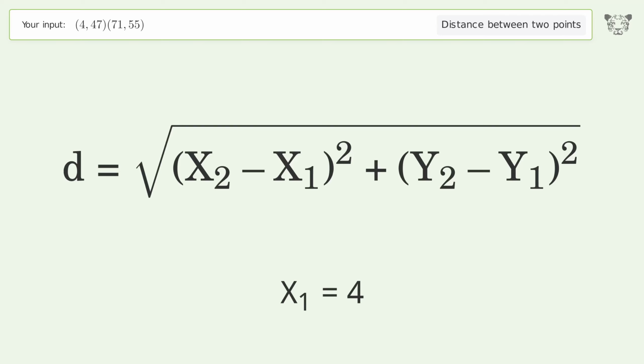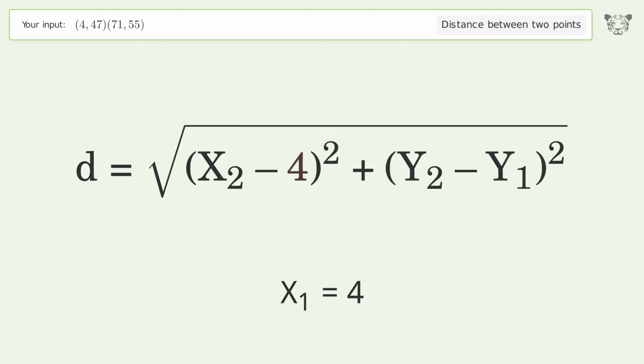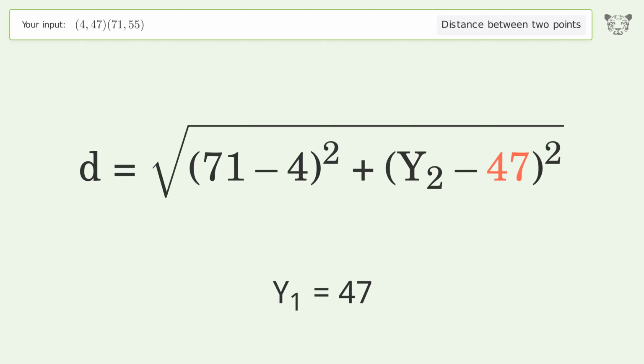x1 equals 4. x2 equals 71. y1 equals 47. y2 equals 55.